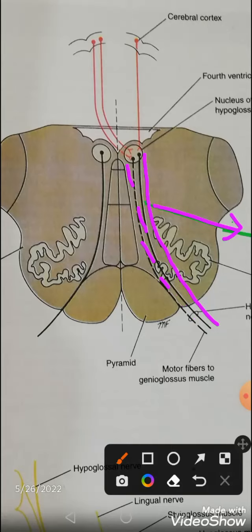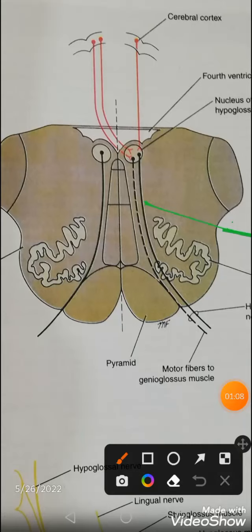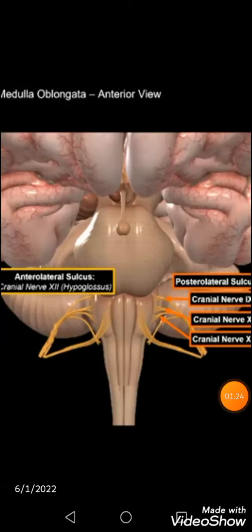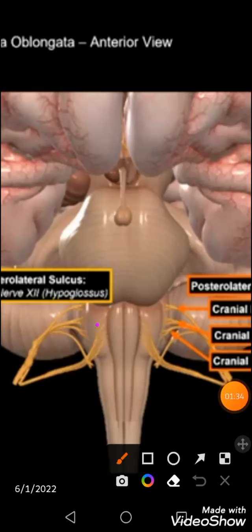And one thing you should keep in mind, if you can concentrate here: the fibers that are coming towards the genoglossus muscle receive fibers from the contralateral hemisphere, right? That should be kept in mind regarding the genoglossus muscle. Now you can see the anterior aspect or the base of the brain to show you the medulla oblongata, and here you can see that the rootlets of the hypoglossal nerve come out through the medulla oblongata in between the pyramids and the olives, so that they come out through the anterolateral sulcus, right?